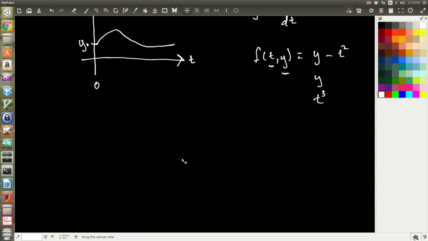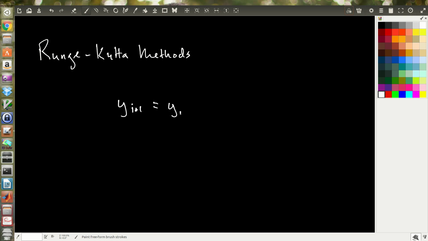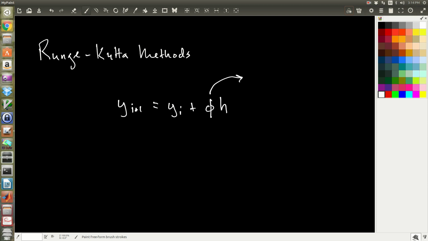Okay, so that's first order ODEs, and I've talked about how to solve these using numerical methods. We talked about a whole family of methods called Runge-Kutta methods that use a formula basically that looks like this: y at i plus 1 equals y at i plus phi times h, where phi here is an estimate of the average slope over the interval.